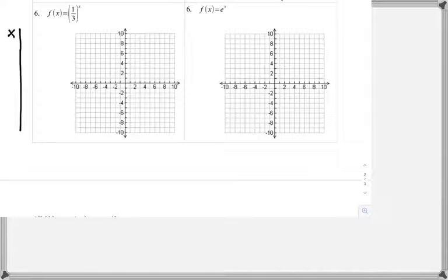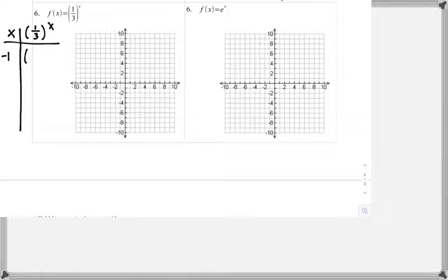All right, so we're going to look at 1/3 to the x power. So the base is 1/3. That's between 0 and 1. So this is going to be an exponential decay problem. We're going to handle it in the same way we've done all the other exponentials. We're going to use the 3 points, -1, 0, and 1.